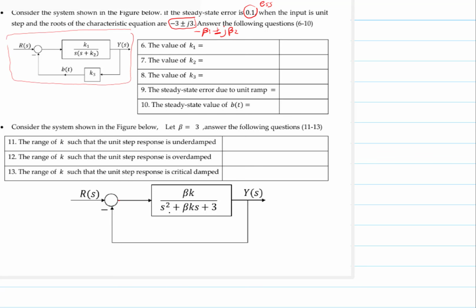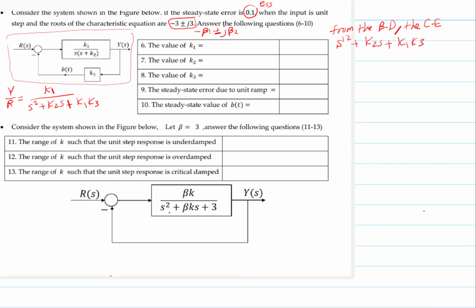So from the block diagram we can find the closed loop transfer function Y over R, which will equal k1 over s square plus k2 s plus k1 k3. From the block diagram we can also find the characteristic equation to be equal to s square plus k2 s plus k1 k3.